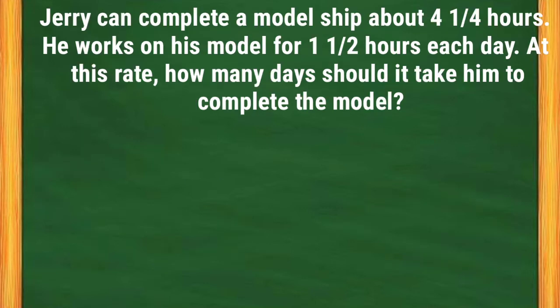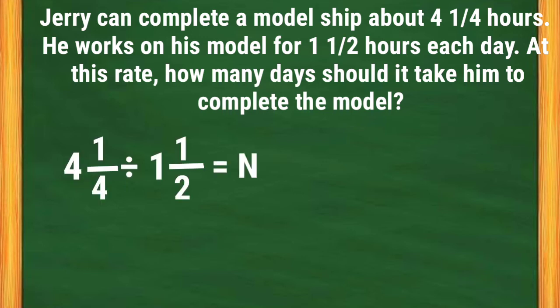Problem number 2. Jerry can complete a model ship in about 4 and 1/4 hours. He works on his model for 1 and 1/2 hours each day. At this rate, how many days should it take him to complete the model? In order to know the number of days for him to complete the model, we have to divide 4 and 1/4 by 1 and 1/2. So 4 and 1/4 divided by 1 and 1/2 equals n.